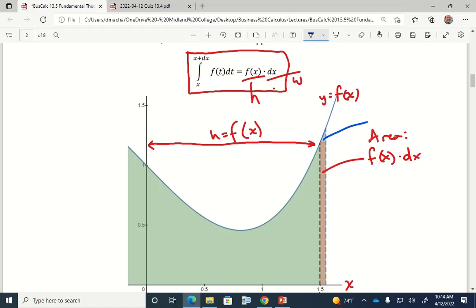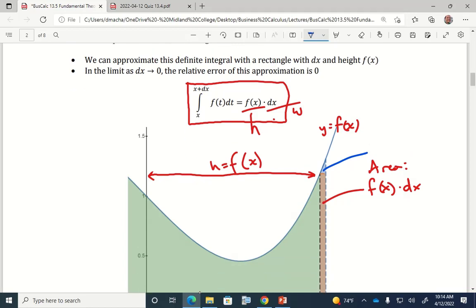So it makes that rectangle an approximation of this definite integral, kind of like we did with the Riemann sums. The rectangles don't perfectly match the area under the curve. But what I'm going to show you is that if we take the limit as this dx width goes to 0, so we squish it smaller and smaller, it turns out the relative error of approximating that area using a rectangle goes to 0.